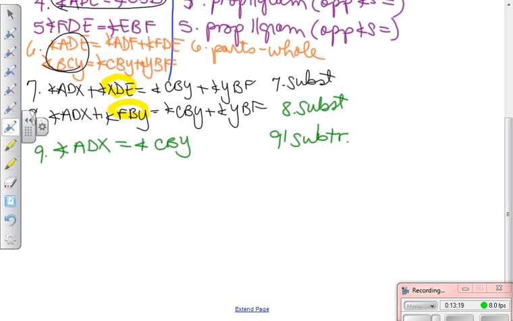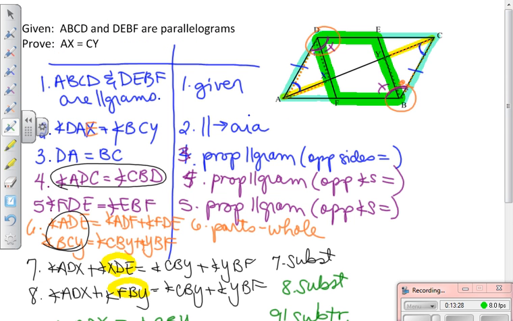Once those two angles are equal, we go back to our picture. Now I have this angle and this angle are now congruent. My triangles are congruent by angle, side, angle, and my proof is complete by CPCTC.